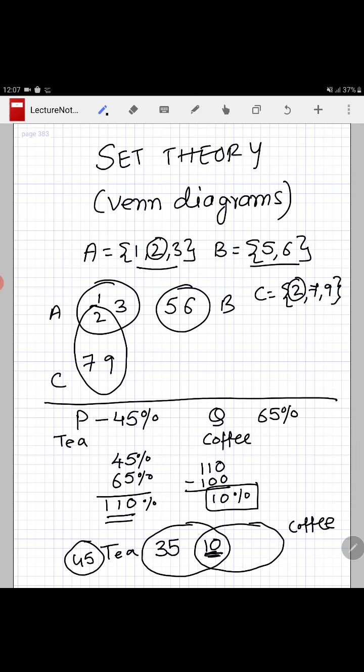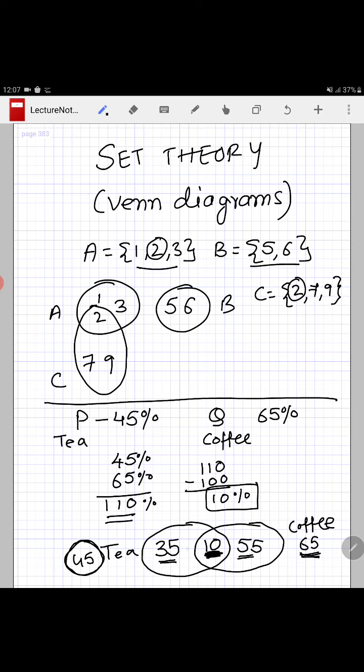What does this mean? This means out of the total 45% of tea lovers, 10% are such who, in addition to tea, also like coffee. And out of the 45, the remaining 35% like only tea but not coffee. Similarly, the total number of coffee lovers is given as 65%, out of which 10% is already there. So 65 minus 10, 55% comes in the remaining area. So this means that out of 65% of coffee lovers, 10% are those who love both coffee and tea, and 55% are only coffee but not tea.